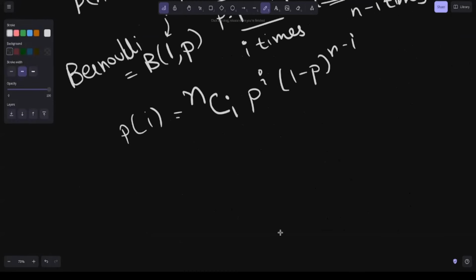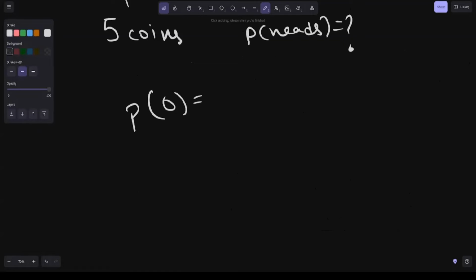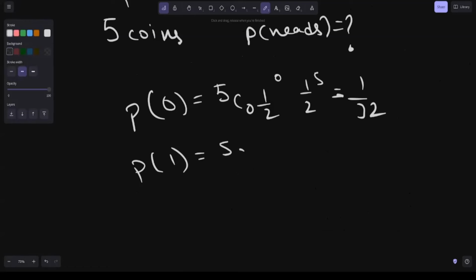Okay, so let me give you a very good example: there are 5 coins tossed. So now what is the probability mass function of all the heads? Okay, simple logic. First there will be the probability of 0 heads. What is the probability of 0 heads? Formula: 5c0, half to the power 0, half to the power 5. So that is 1 by 32. Okay, p of 1, 5c1, half to the power 1, half to the power 4, that is 5 by 32.